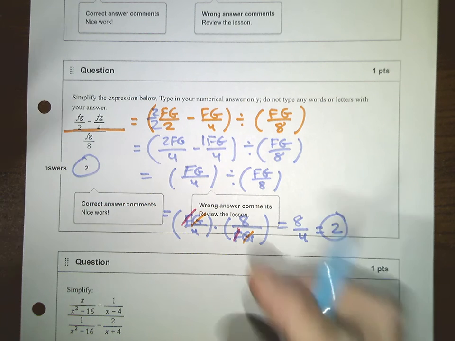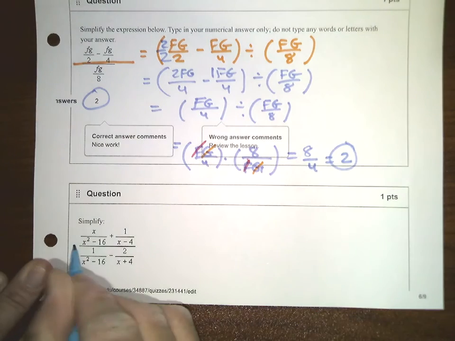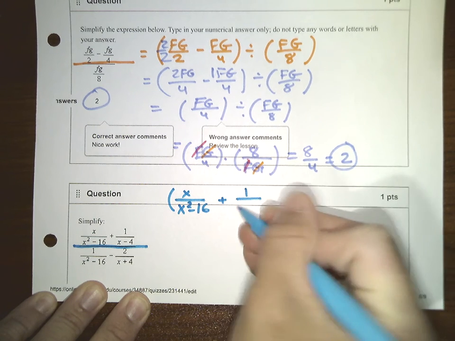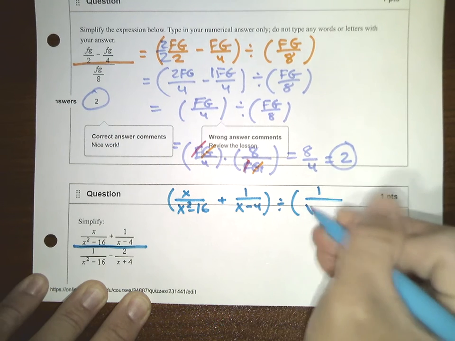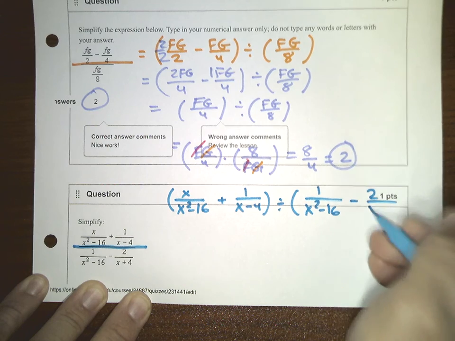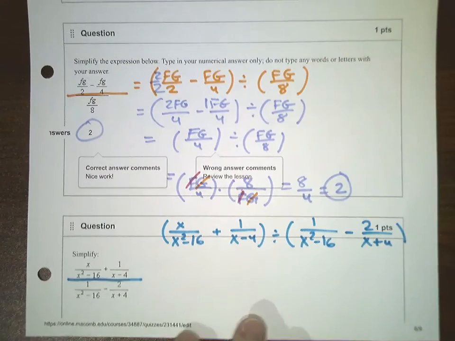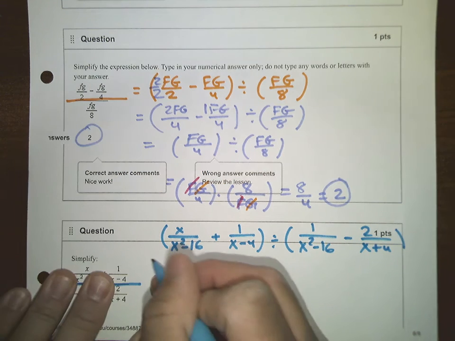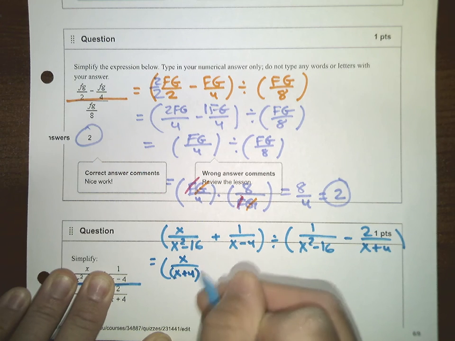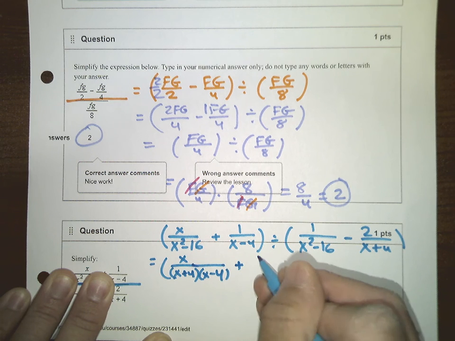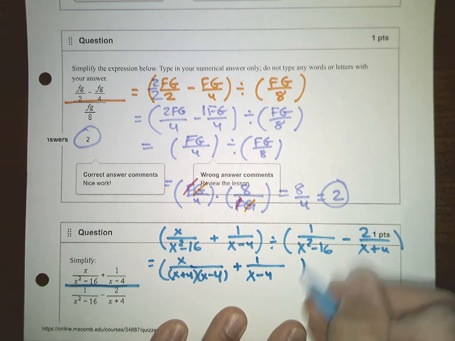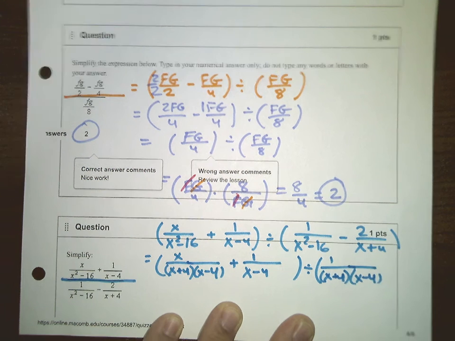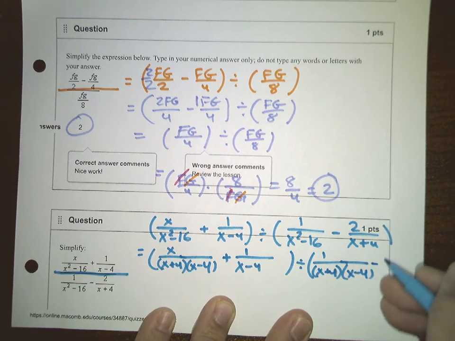All right, so now let's try another one here. We have a division problem here. So we have x over x squared minus 16 plus 1 over x minus 4 divided by 1 over x squared minus 16 minus 2 over x plus 4. And then let's go ahead and do the factoring here. So x squared minus 16 is going to be x plus 4, x minus 4, because it's a difference of two perfect squares, then plus 1 over x minus 4, and then divided by 1 over x plus 4, x minus 4, because x squared minus 16 is the difference of two perfect squares again, then minus 2 over x plus 4.